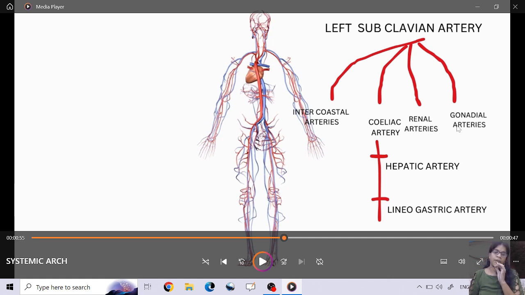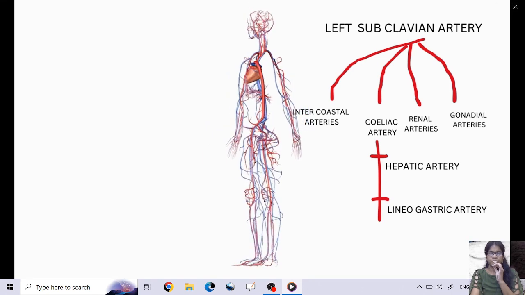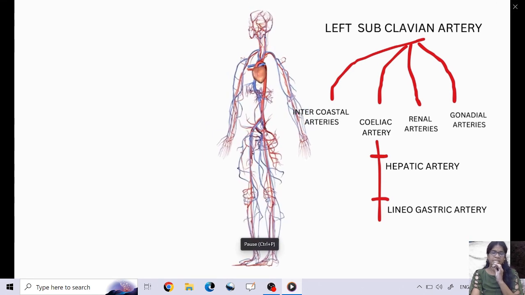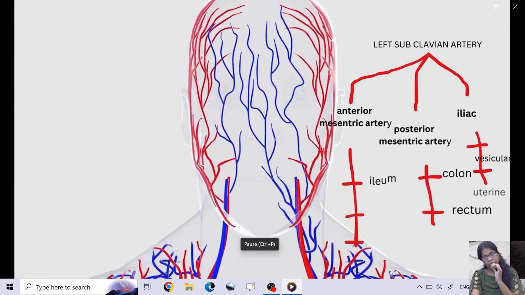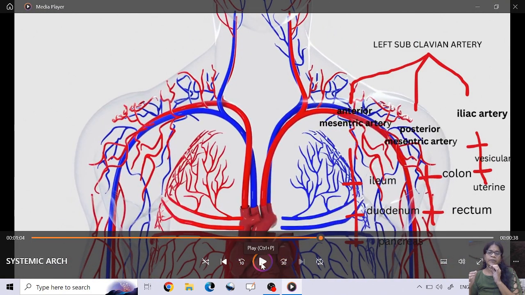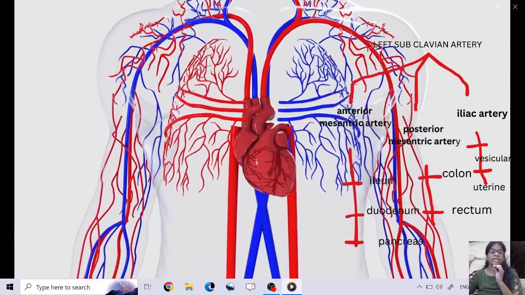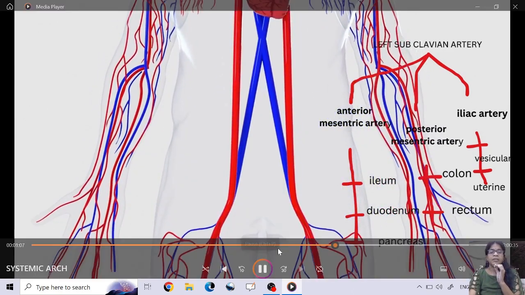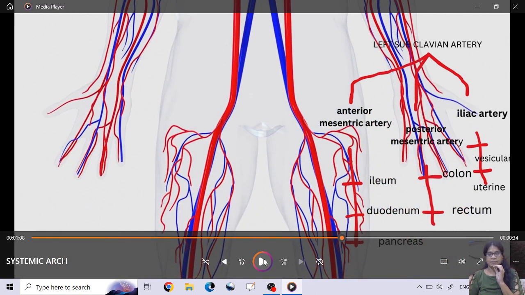And another important part of your left subclavian artery is the mesenteric artery, the anterior mesenteric artery and posterior mesenteric artery, right? So this left subclavian artery further divides into the anterior mesenteric artery, posterior mesenteric artery, and the iliac artery. What does the anterior mesenteric artery do? It supplies blood to the ileum, duodenum, and pancreas. These all come under the part of your intestine.